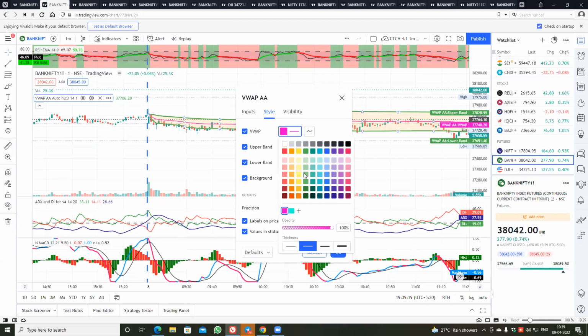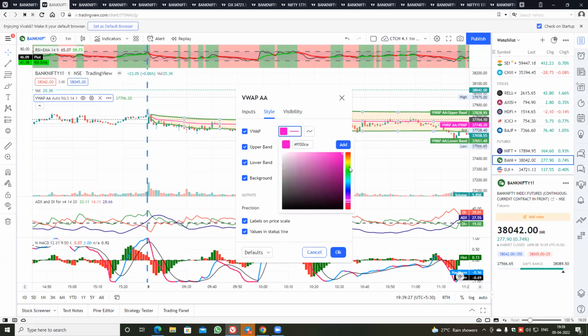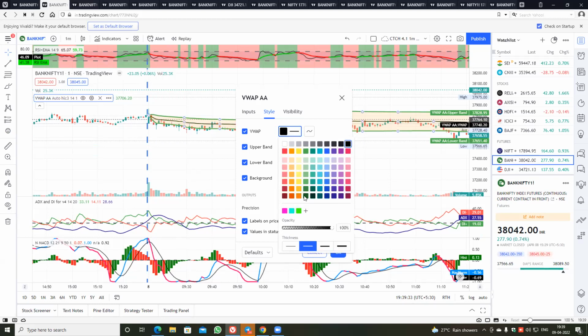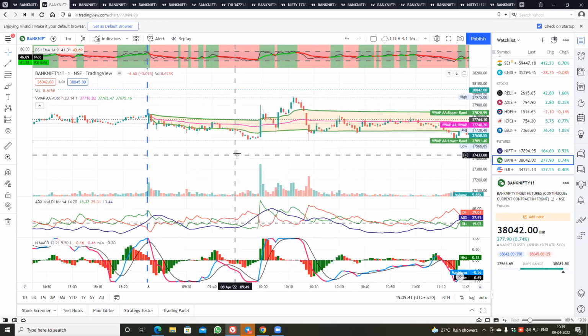Okay. This is the style we can change. Input value we don't have to change. In style, we can add any colors if you want to add here, other than the given. Here we have given so many colors. If you want to add this color, you can add this color or any other color according to your preference.